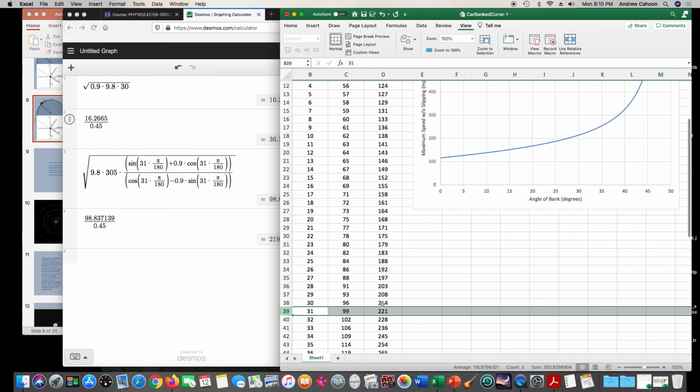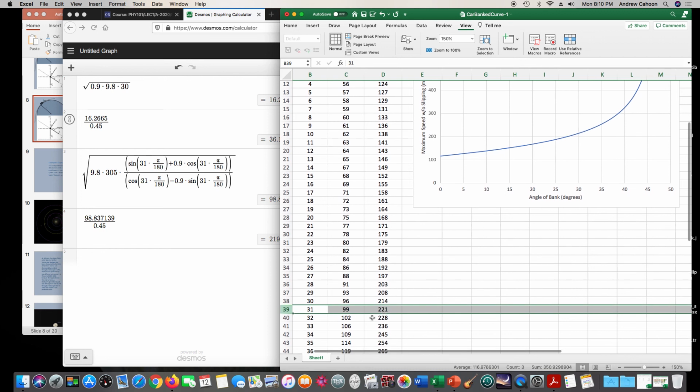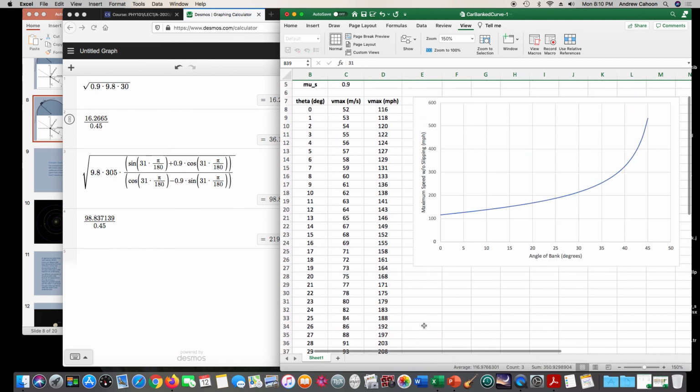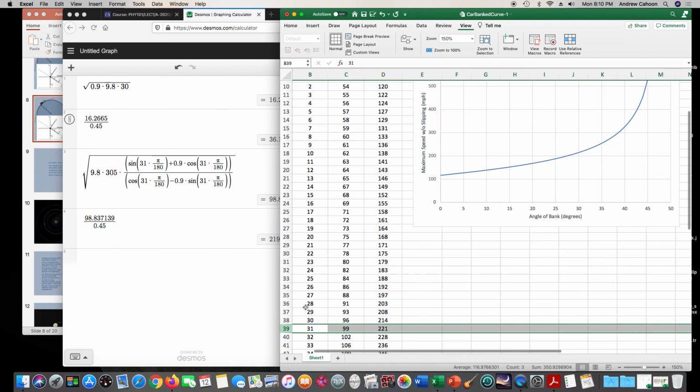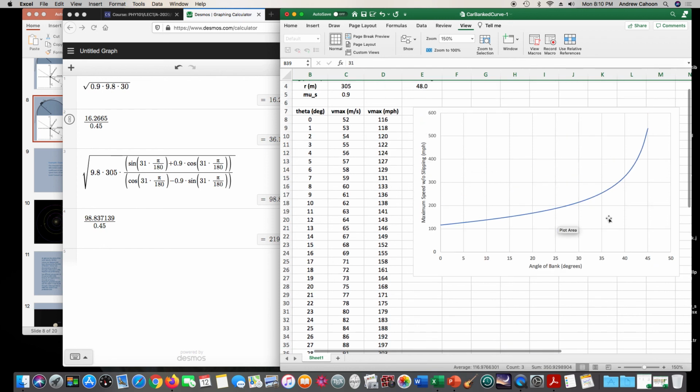I'm sure that's a rounding thing with how many sig figs I kept in the conversion from meters per second to miles per hour. But that's not really critical in this. If I was careful about the sig figs, they should come out to the same answer. Alright, so this spreadsheet will tell you what the maximum speed would be at any angle that you plug in along this column. And then it also shows you on the graph, when the angle is 31 degrees, the maximum speed is up here over 200 miles per hour.